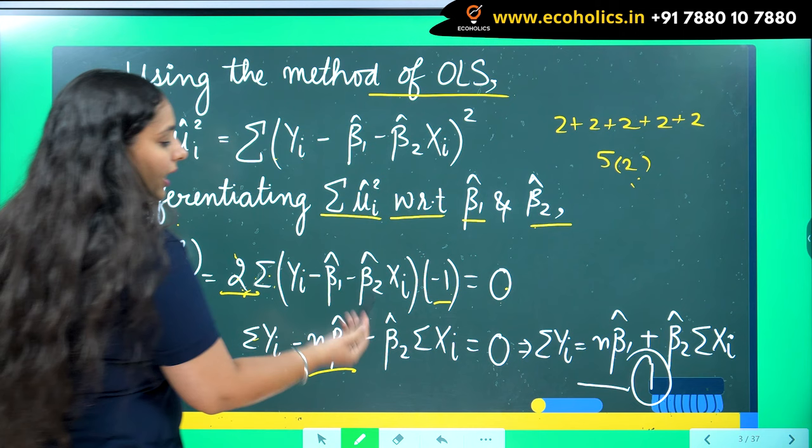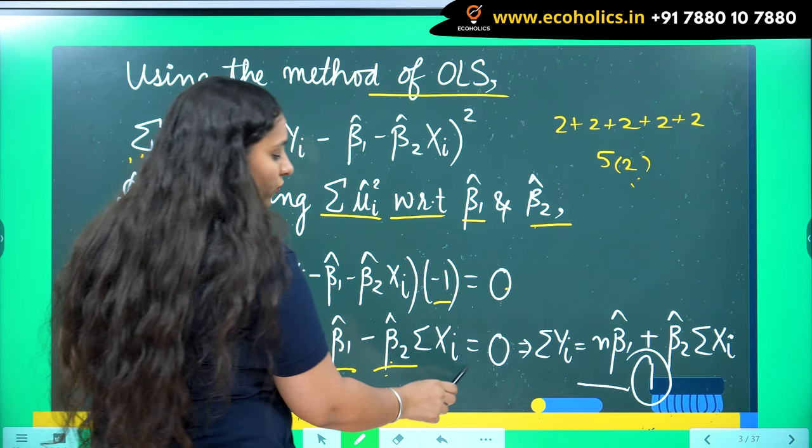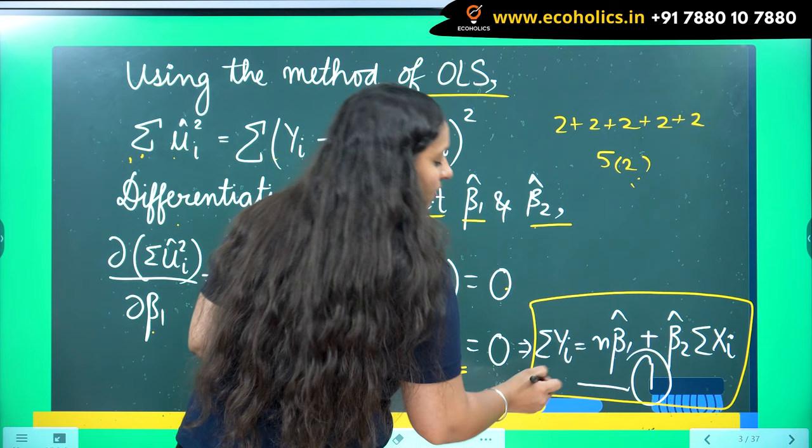Same way, if I'm adding beta 1 hat n times, it will become n beta 1 hat. Now, giving summation to this, beta 2 hat is in multiplication. That is why I'm not writing n beta 2 hat. So, beta 2 hat is a constant. It will come out and summation will go with xi, putting it equal to 0. After this, I'm going to get this equation. I've taken these two terms to the right hand side. And this is my final equation, which I'm calling equation number 1, because I will need it later on.